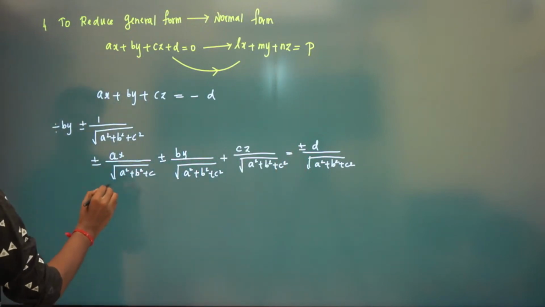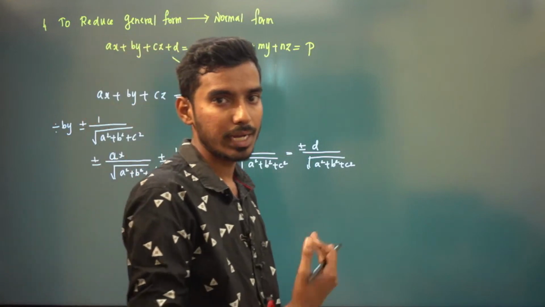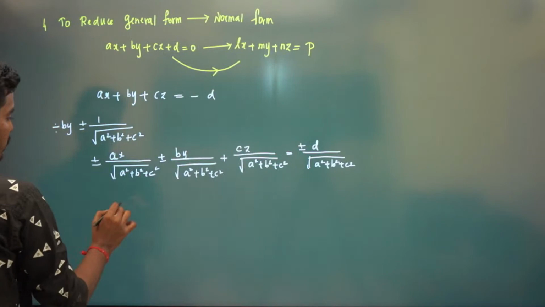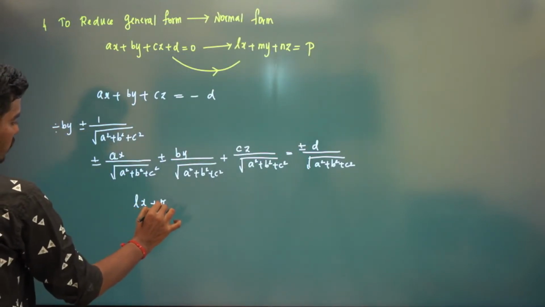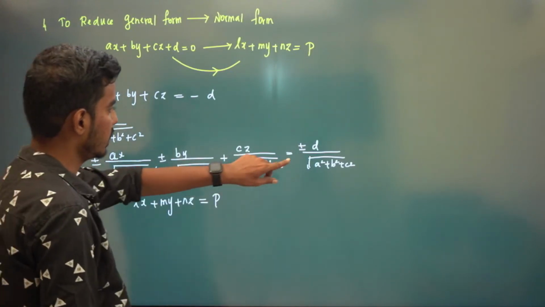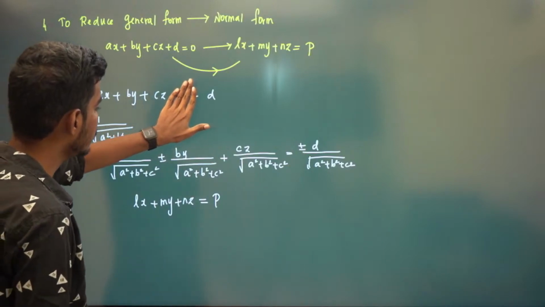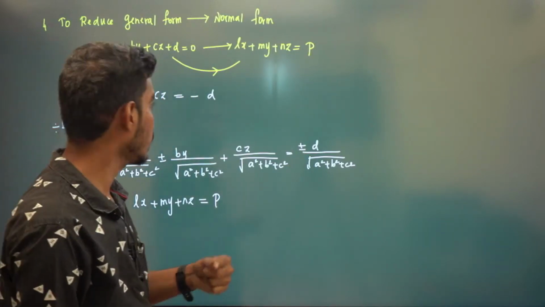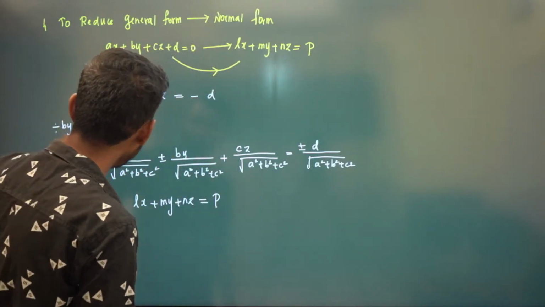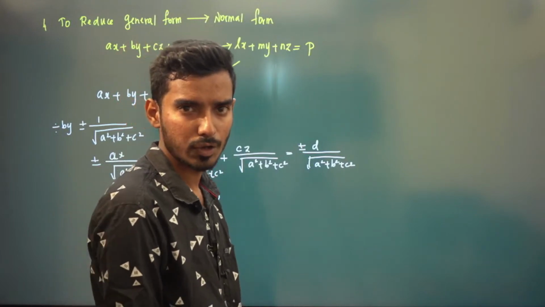Right? So we have a divided by root of a square plus b square, that is nothing but L, and m is b divided by root of a square plus b square plus c square. See, if this d is positive, you divide by plus 1 by root of a square plus b square plus c square. If this d is negative, you divide by minus 1 divided by root of a square plus b square plus c square. You're getting my point, right?